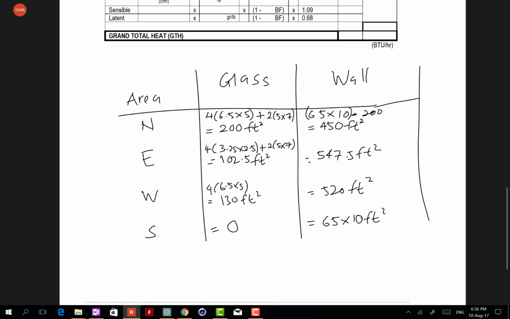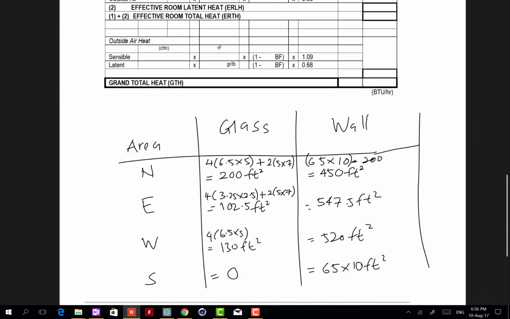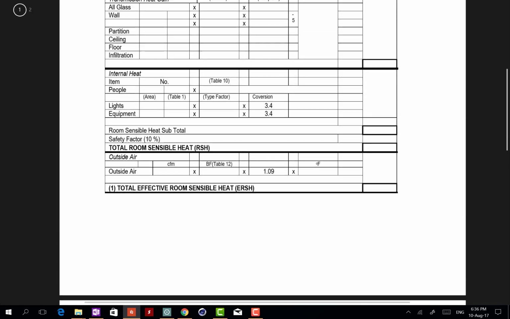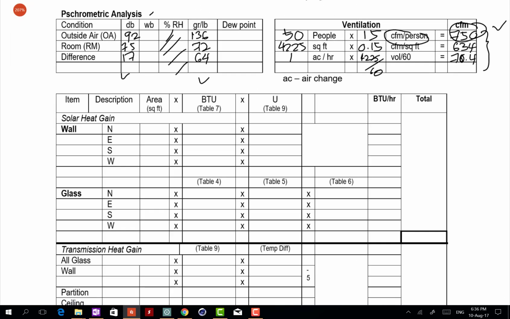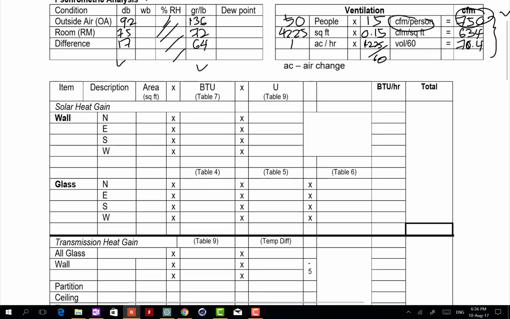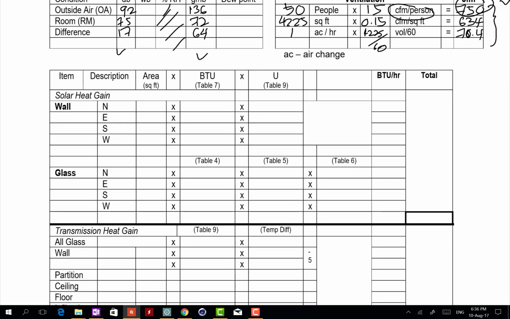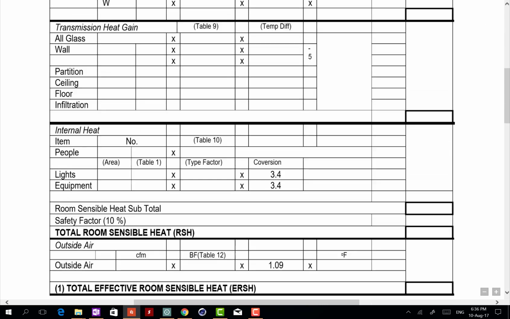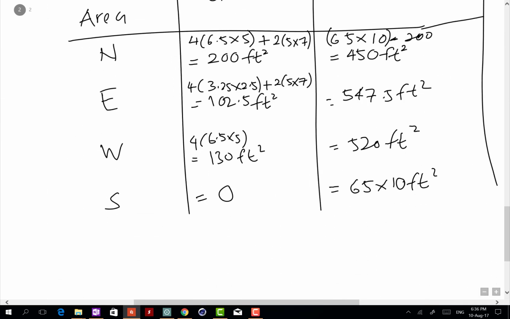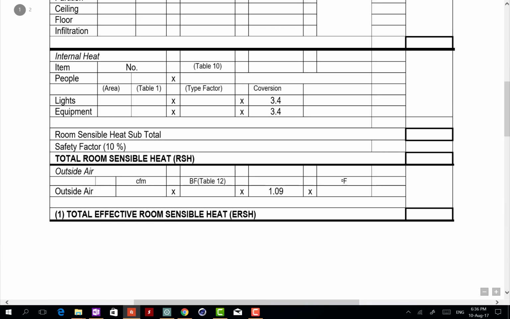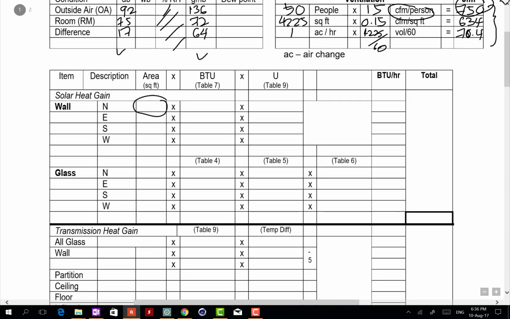Now we already know the area for each of glass and also wall. We need to fill it into our cooling load estimation table. So first on the north area, the glass area here should be 200.